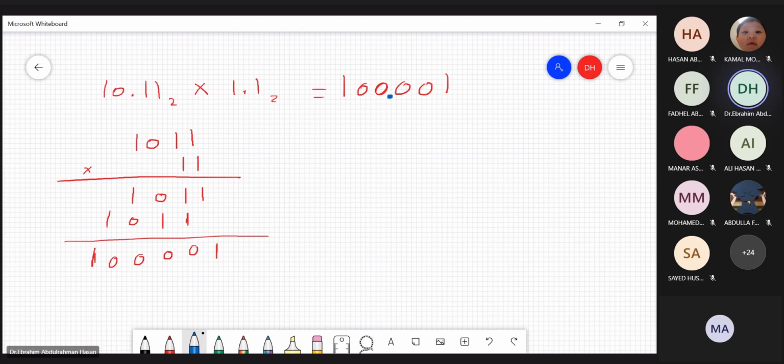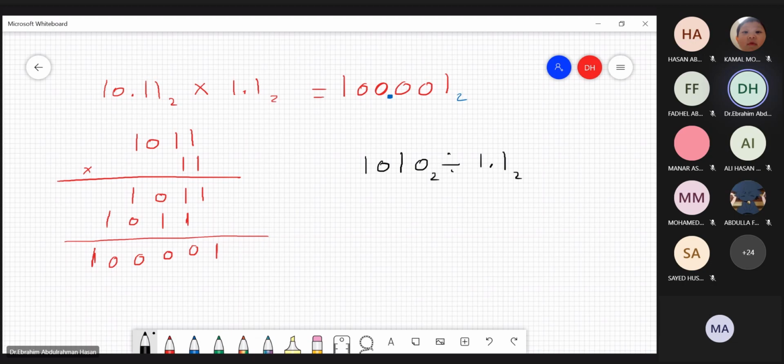Okay, any question? Okay, division. This needs high attention. So 1 0 1 0 divided by 1 0.1.